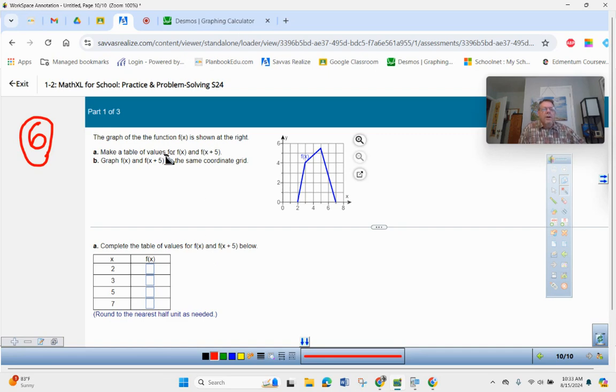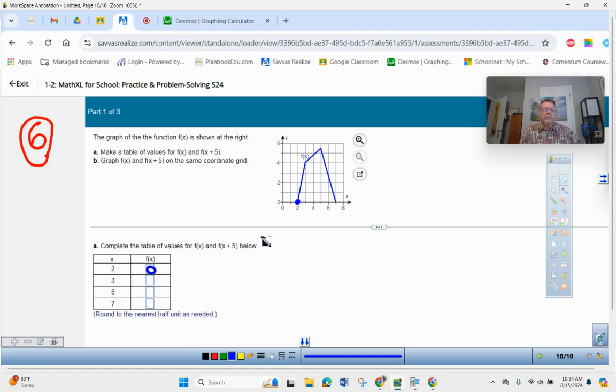Okay. All right. Graph the function f of x, and then we're going to make a table for f of x and x plus 5. Well, that seems confusing. Let's not get ahead of ourselves. This just says x and f of x. So that means we're going to take where x equals 2 and look where y is equal. So up here, where does x equal 2? Right there. And the y value is 0.